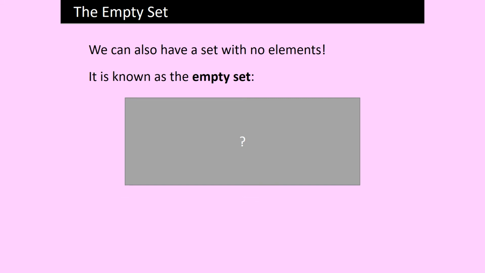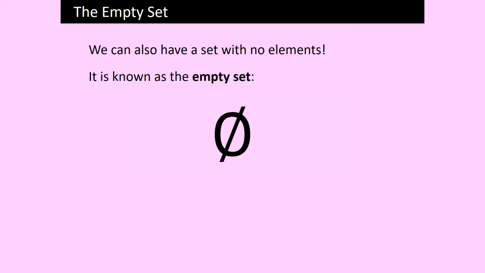We also have a further special case, which is called the empty set. We can also have a set with no elements. This is called the empty set, and we can represent it like a 0 with a diagonal line through it.